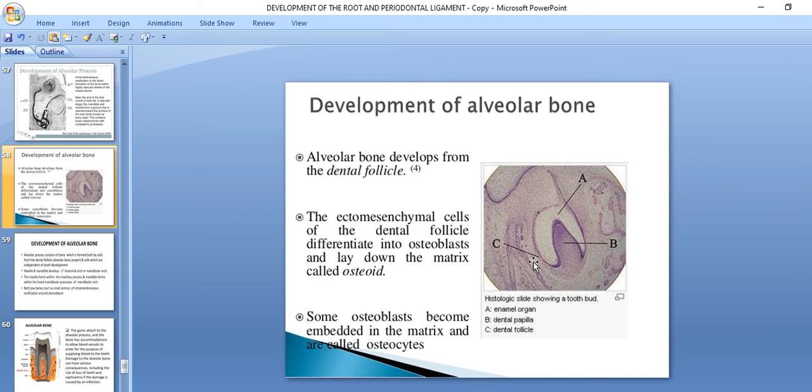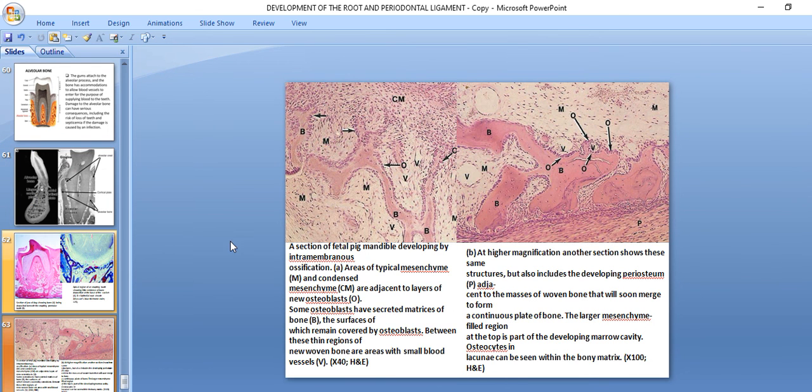These osteoblasts also become embedded in the organic matrix, and after mineralization they are called osteocytes. The mandible and the maxilla develop by intramembranous ossification in the fibrocellular condensation and center. Here you can see how this takes place.